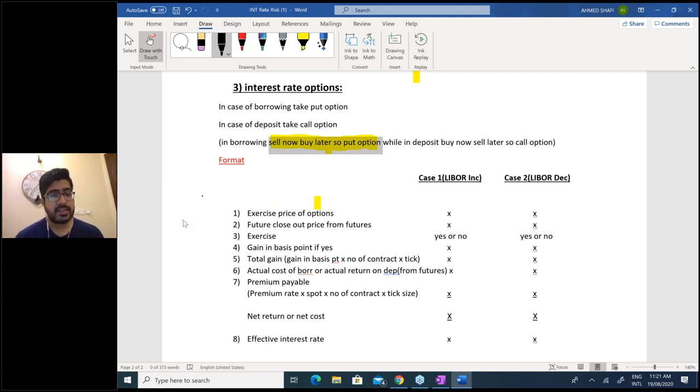Then in step 6 you need to write actual cost of borrowing or actual return on deposit. Just copy paste it from futures, as it is already calculated there. And in the last step, you need to take the premium payable, because obviously when you follow options, you pay premiums as well. Okay, formula of everything is given. Again, you get net cost or net return depending on the borrowing or deposit case. And finally, convert your answer into percentage effective rate. I have already told you the formula of effective rates above. Now, once you get effective rates of all three techniques, the FRA, futures and options, you just need to compare all of them and decide which is the best one.